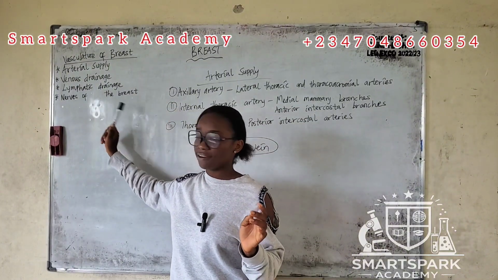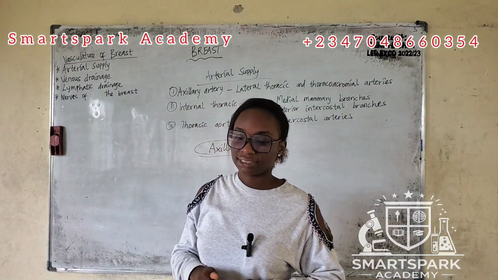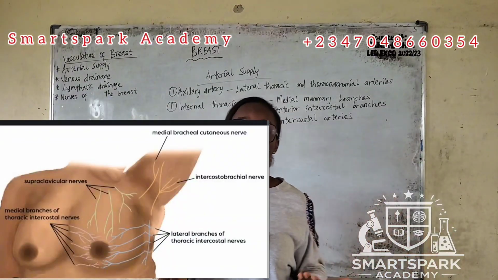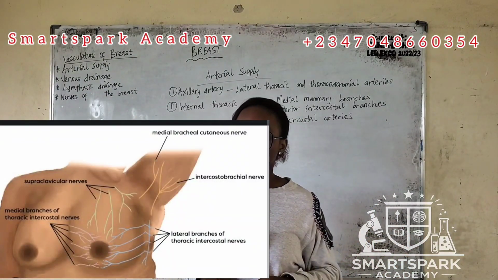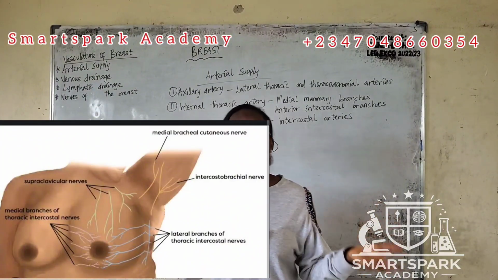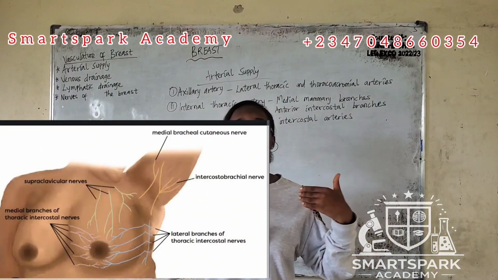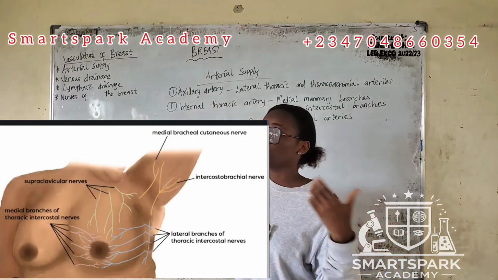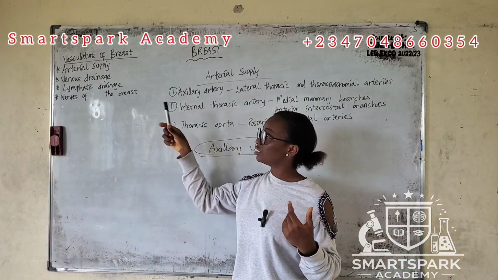Now finally, we have nerves of the breasts. The nerves of the breast are mainly from the anterior and lateral cutaneous branches of the fourth to sixth intercostal nerves. You can also get nerves of the breast from the supraclavicular nerves, a small contribution from the supraclavicular nerves. So that's that on the nerves of the breast.